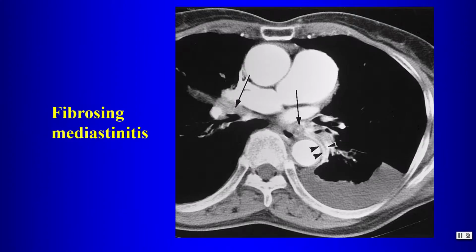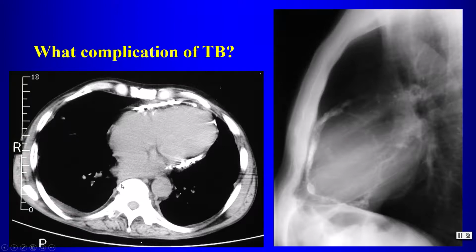Now, fibrosing mediastinitis usually is caused by histoplasmosis, but occasionally tuberculosis can also give you fibrosis here within the mediastinum, leading to fibrosing mediastinitis. Another complication of TB illustrated here, we have extensive pericardial calcification. So constrictive pericarditis can be a complication of tuberculosis.